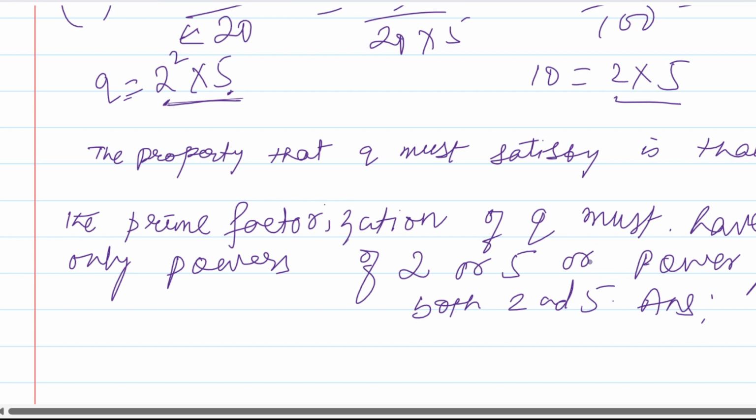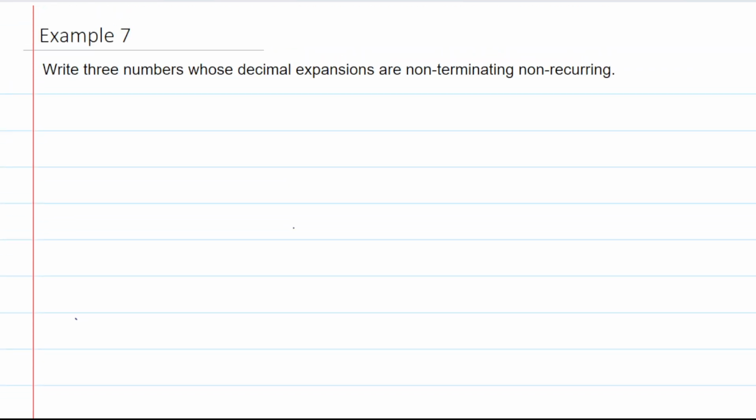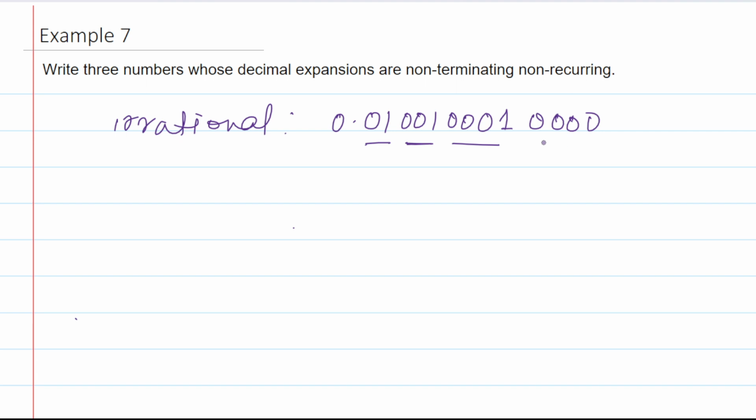If you understand, let's go to example 7. Write three numbers whose decimal expansions are non-terminating, non-recurring. Before I do, let me give a brief idea of irrational numbers again. We have already done irrational numbers. If you have not watched it, please go back and watch the introduction part of this exercise. Irrational number in decimal expansion is the format: 0 point, any number you can take, 0 1. See the sequence 0 1 0 0 1 0 0 0 1 0 0 0 0 1.